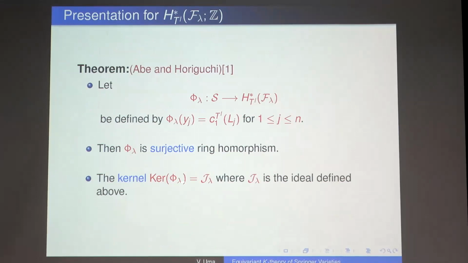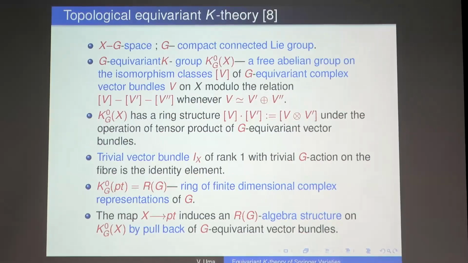So this is the theorem of Abe and Horiguchi. Our main aim in this talk is to give such a presentation for the TL-equivariant K-ring, the topological K-ring of the Springer variety. So we need to give some generators and relations. Firstly, we also need to give some generating line bundles, as well as define the correct relations. So we will now start with the basic definition of equivariant topological K-theory.